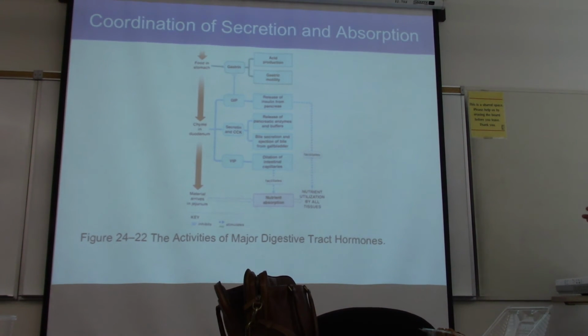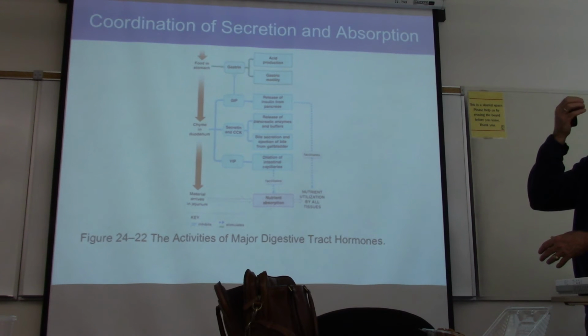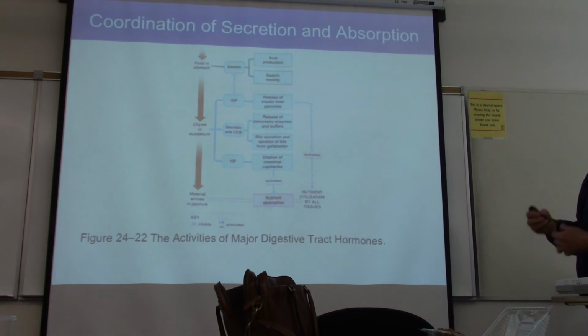This is a nice little review slide that I hope you'll all take a few minutes to look over. It doesn't talk about the cephalic phase of gastric digestion, right? The cephalic phase is when you're thinking about the food, you're smelling it, and so forth. All those messages come down through your vagus nerve to stimulate the stomach to start making acid, even before you've eaten a bite of food.